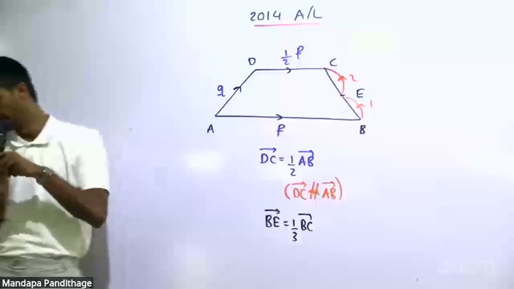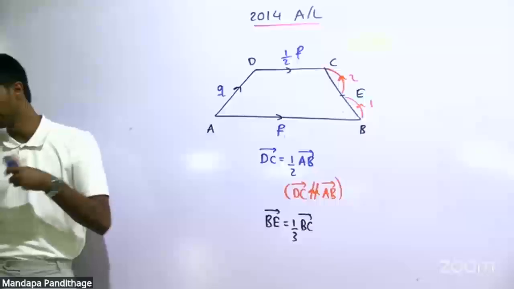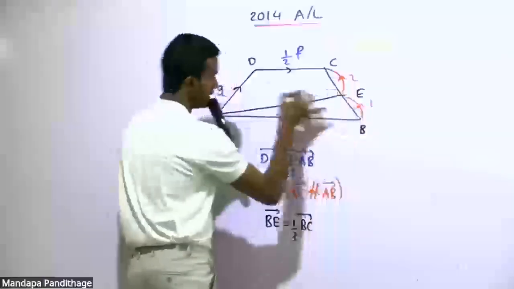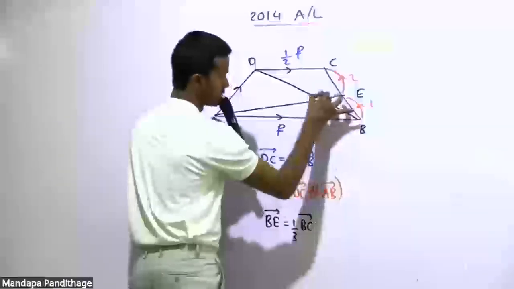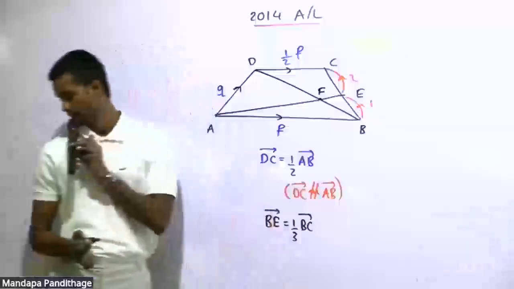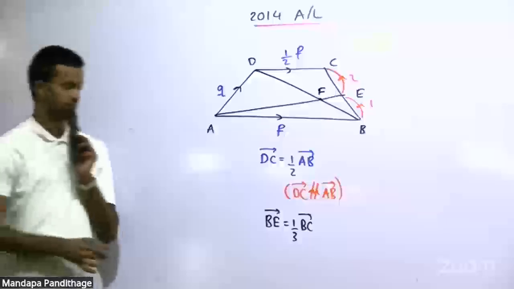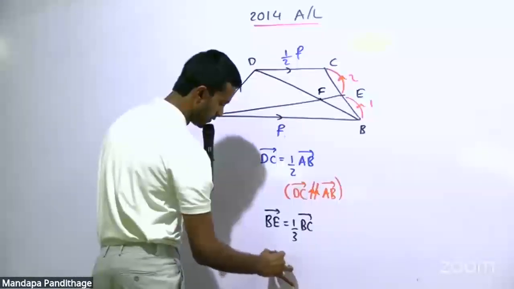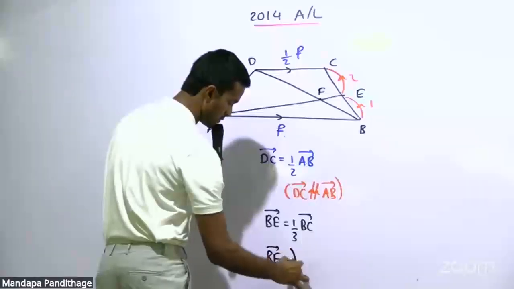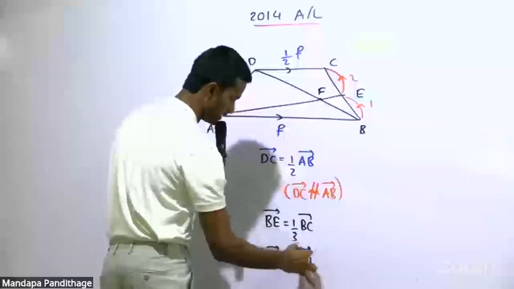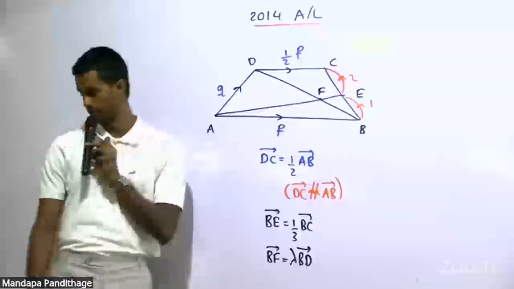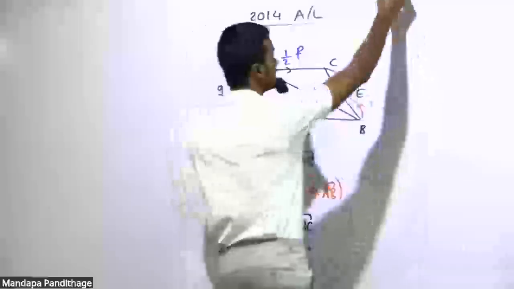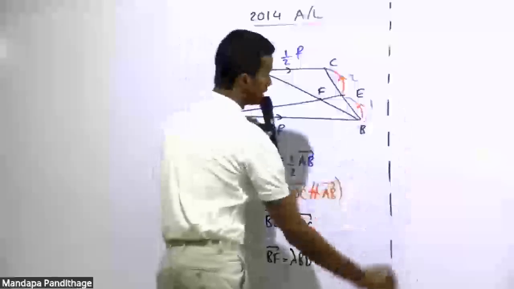Then F is the point of intersection between AE and BD. Between AE and BD, the point of intersection is F. They have given that BF is equal to lambda BD. First thing, show that AE is equal to this. I need to find AE. So how can you find AE?